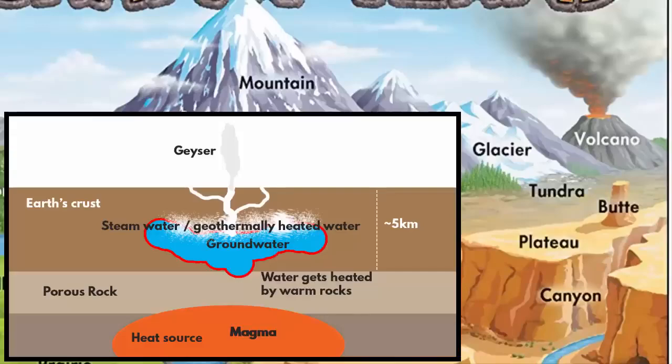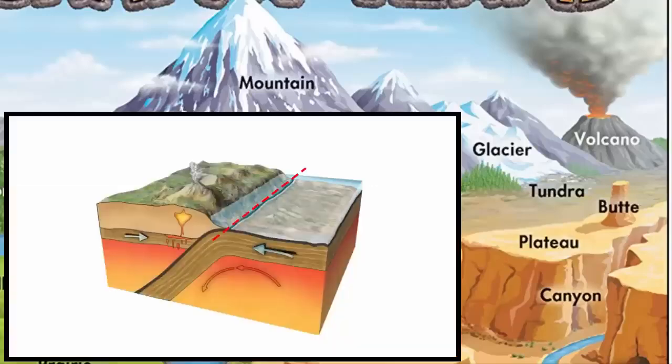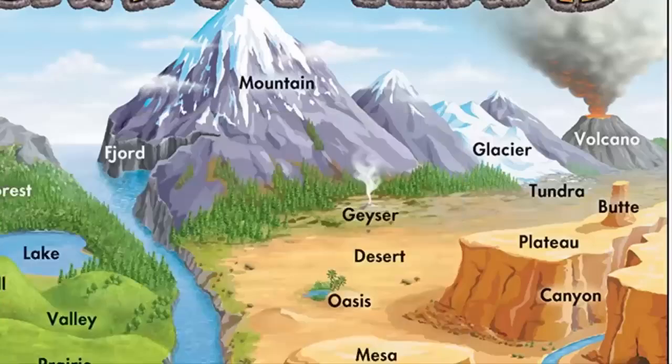At some places, it is not because of the magma, but because of the solidification of magma, which turns into igneous rock, and the heat of that rock makes the water boil. One more point you will have to remember is that many geysers are located at the edges of tectonic plates.